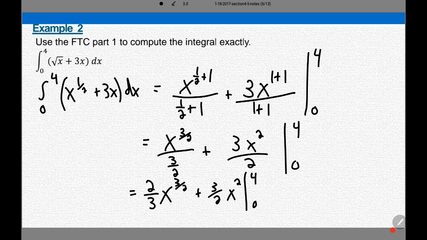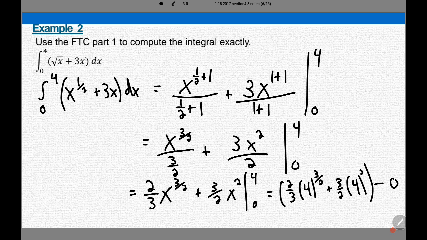So we just really have to plug in our 4 here, but I'm going to go ahead and show you with the 0 as we're doing this. We got 2/3, and then I've got 4 to the 3 over 2 plus 3/2 of 4 squared. And then, again, we're taking away the 0 in this case, so I wrote minus 0.